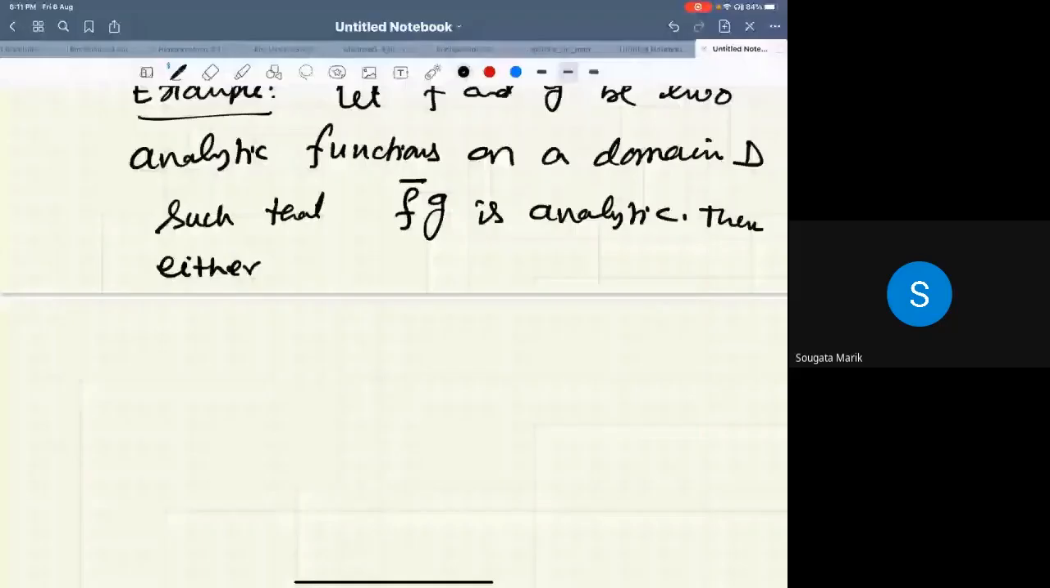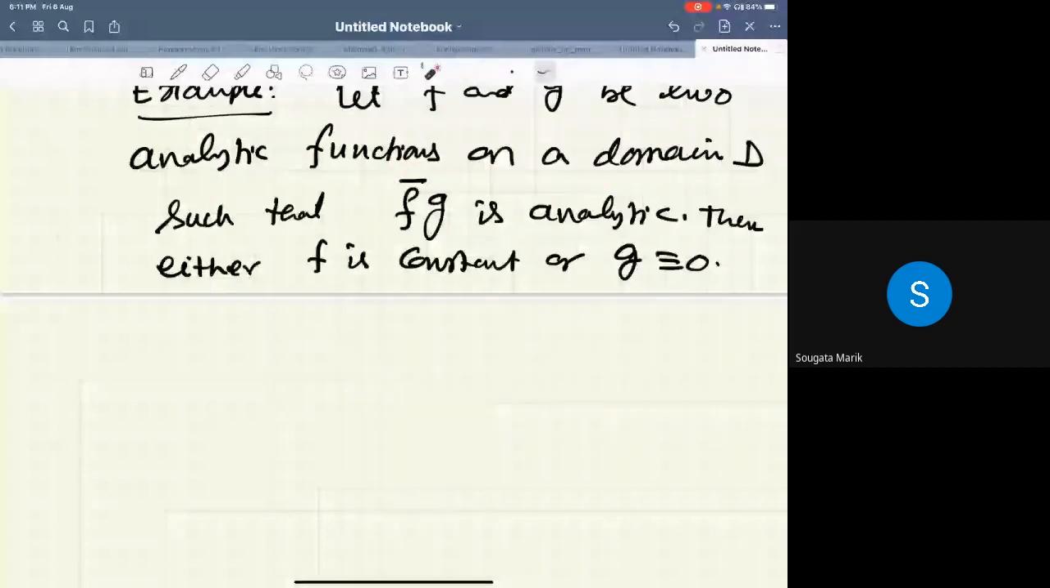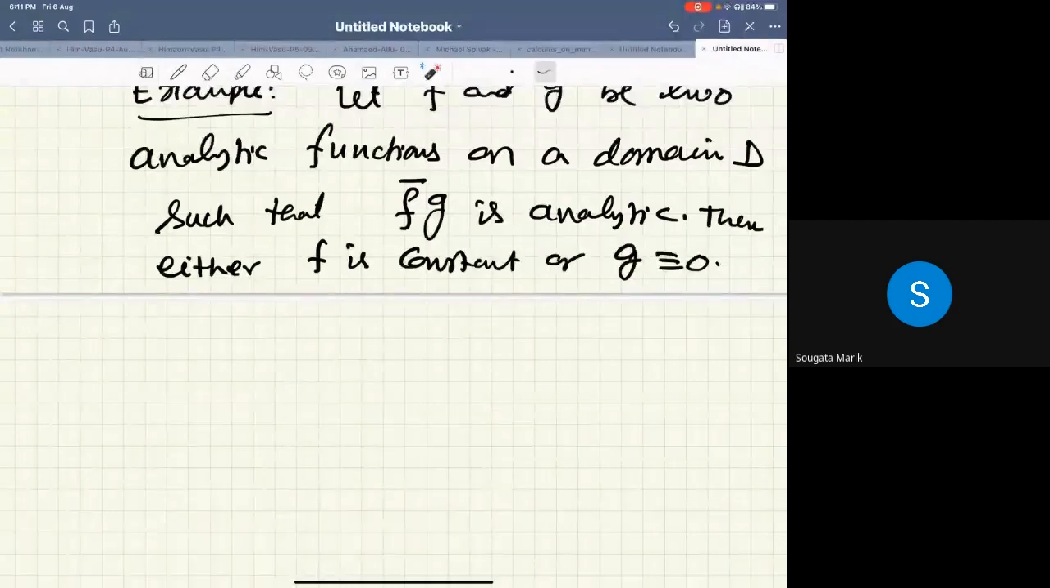Then either f is constant or g is identically equal to 0. So what is given: if f and g are two analytic functions such that f bar into g is an analytic function, then there is only one possibility, that either f is constant, or if f is not constant, then g must be identically zero.